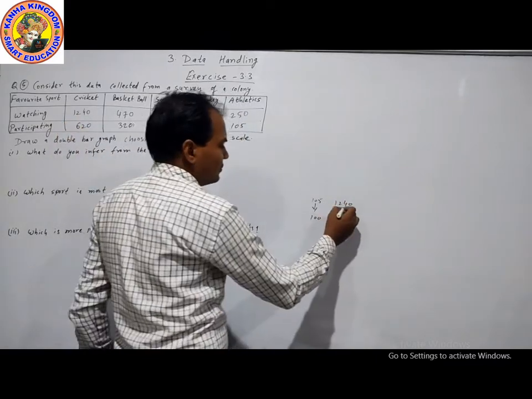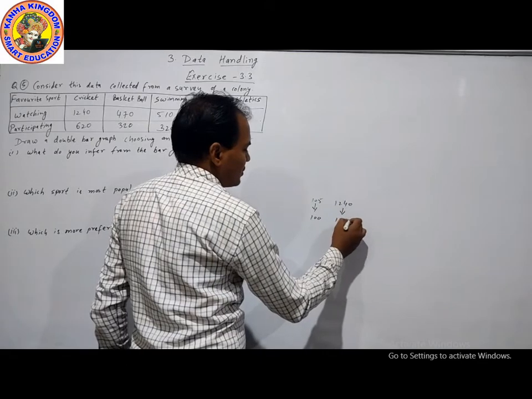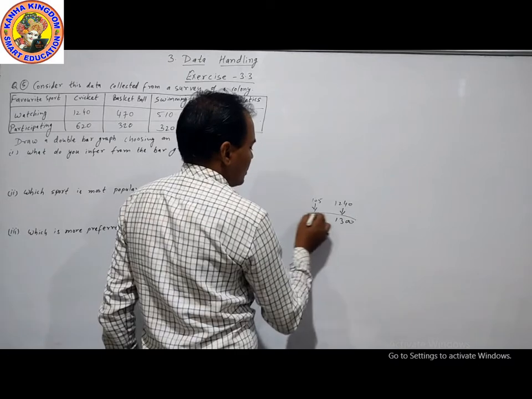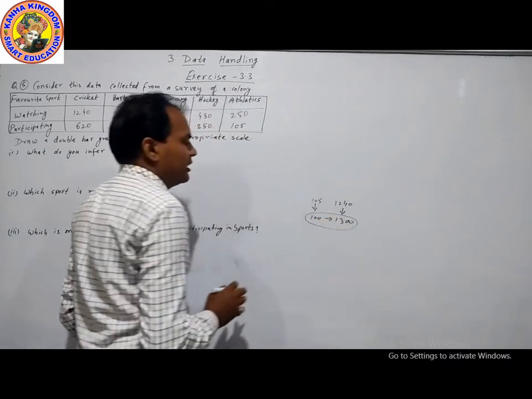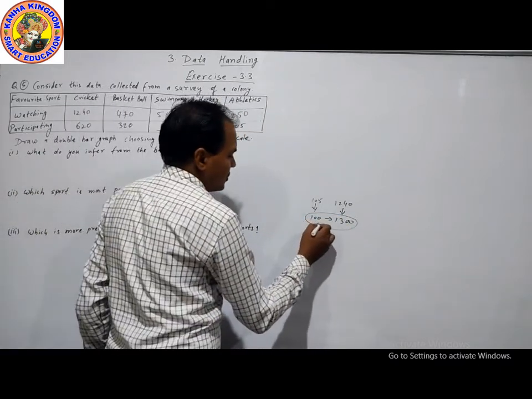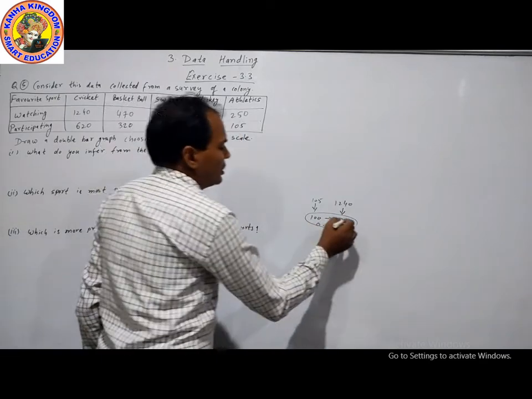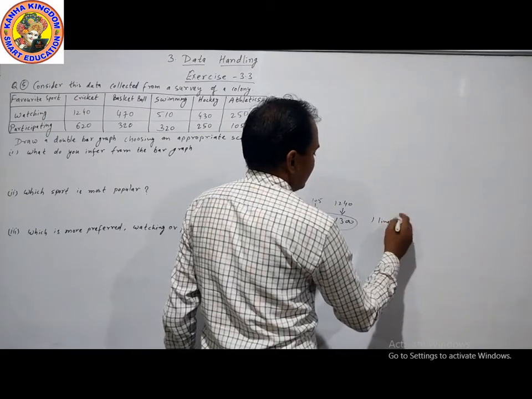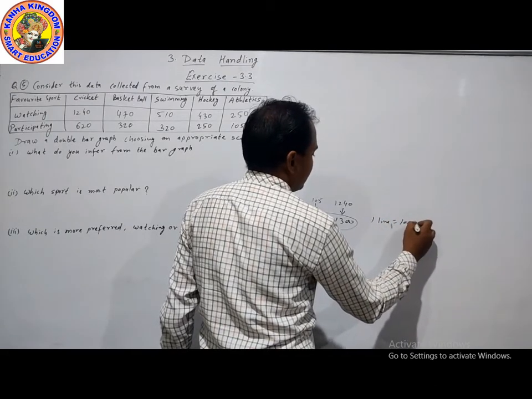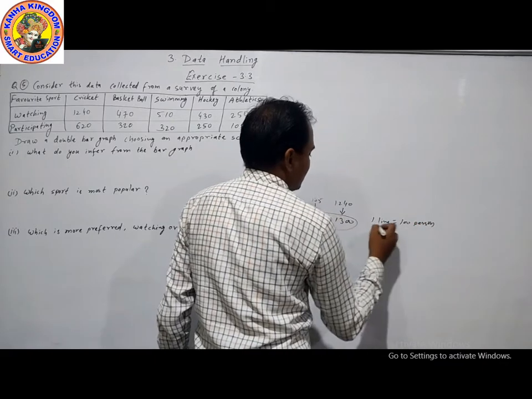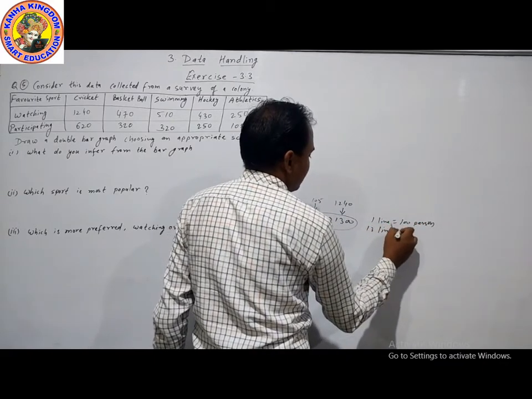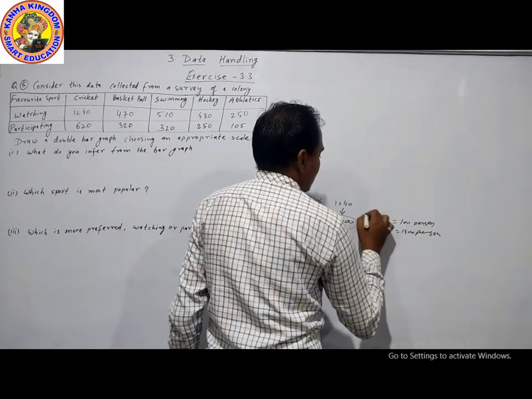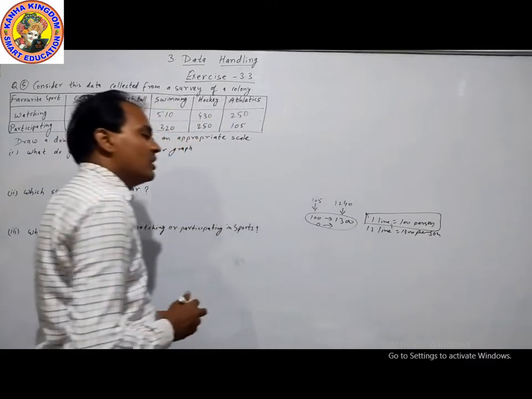The highest value is 1240. We use the upper value, 1300. So we will draw 0 to 1300. If one line is equal to 100, we use 13 lines for 1300. One line is equal to 100 is our scale.